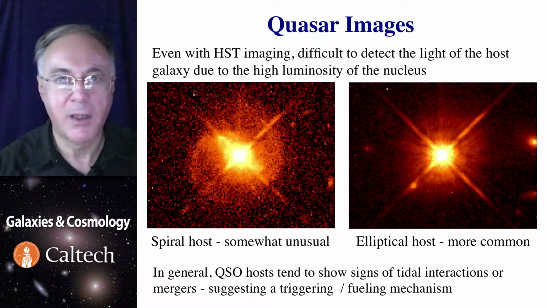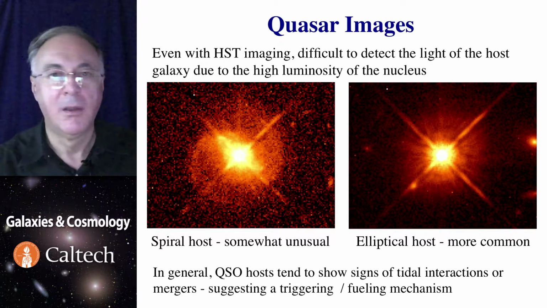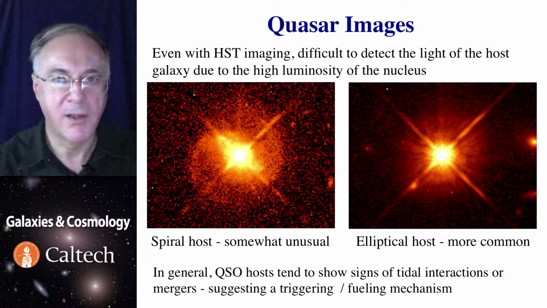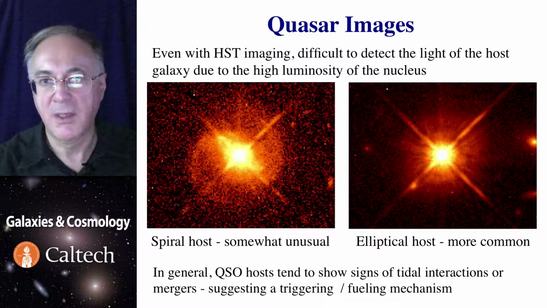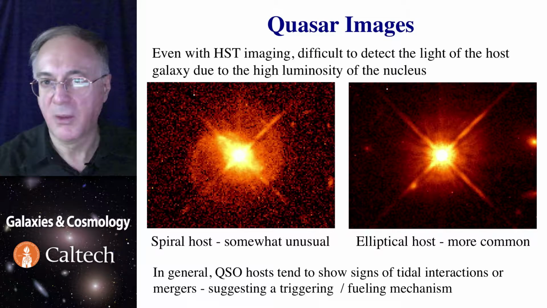There are sometimes spiral galaxy hosts, but more often they tend to be in elliptical galaxies. Also, these images often show morphology that's characteristic of galaxy mergers that we've seen earlier, tidal bridges and tails and so on. And we believe that this is not an accident, that quasar activity is fueled by galaxy encounters in a similar way as the starburst can be triggered.